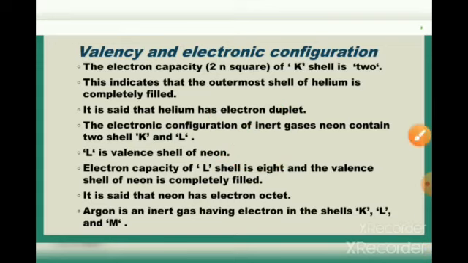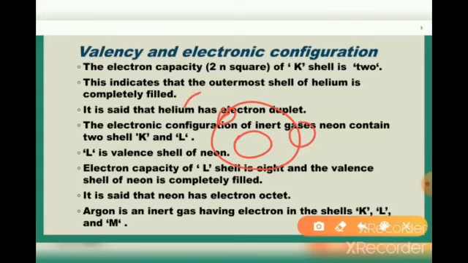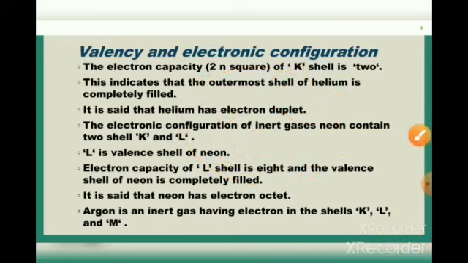The electronic configuration of the inert gas neon contains 2 shells, K and L. L is the valence shell of neon. The electron capacity of the L shell is 8, and the valence shell of neon is completely filled. So if we see neon, it is completely filled. Here is the nucleus; the K shell has 2 and the L shell has 8 electrons. It is said that neon has an electron octet, so it has 8 electrons in the outermost shell. Argon is an inert gas having electron shells K, L, M.